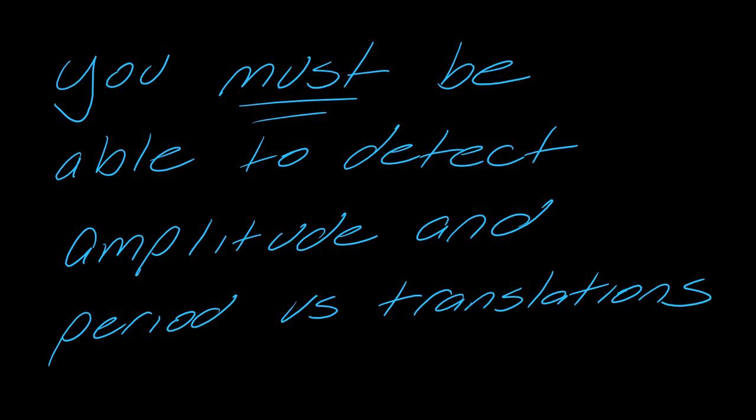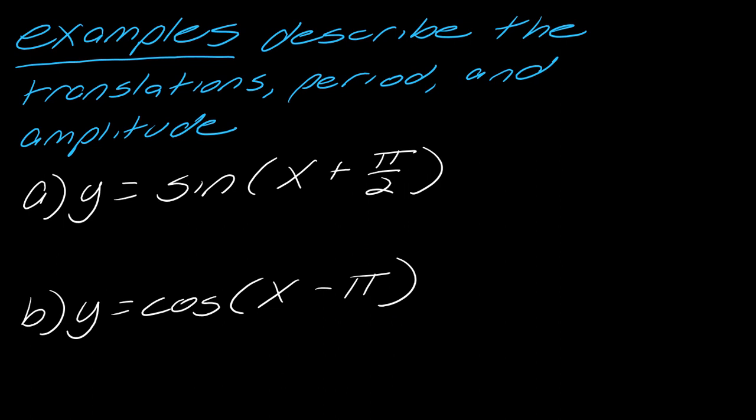What makes this very tricky, I think, is that we have also amplitude and period. So it's super important that you can detect amplitude and period versus translations, because by this point you should have already seen amplitude and period. So first I want you to be able to crack the code of these types of functions. We're going to have a ton of exercises to get you visually used to looking at these functions and knowing the difference between the translations, the period, and the amplitude. So that's what we're going to identify.